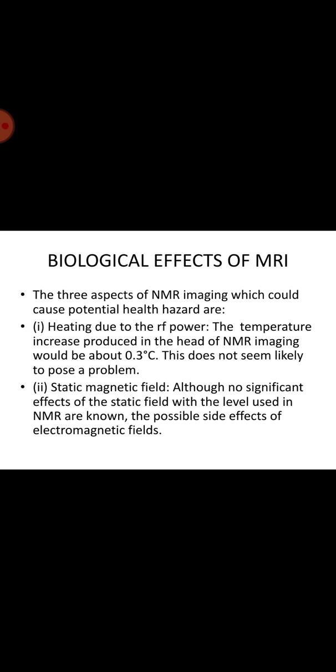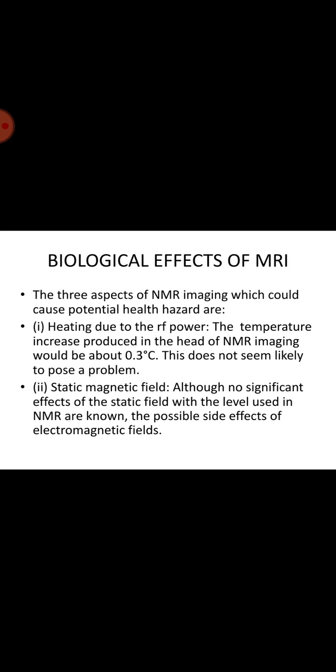Now let us see the biological effects of MRI. The three aspects of NMR imaging which could cause potential health hazards are, first, heating due to RF power. The temperature increase produced in the head in NMR imaging would be about 0.3 degrees Celsius. This doesn't seem likely to pose a problem.